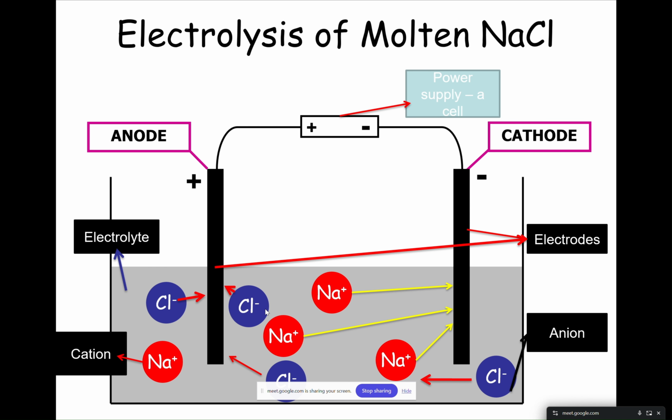So you see the direction of the arrow. These chloride ions are more attracted towards the positive pole, and these sodium ions are more attracted towards the negative pole. If you remember the principle of electrostatics, like charges repel, unlike charges attract. These are unlike charges, so they are going to attract each other.